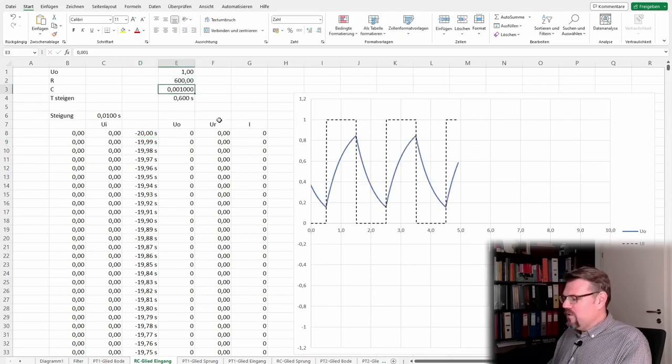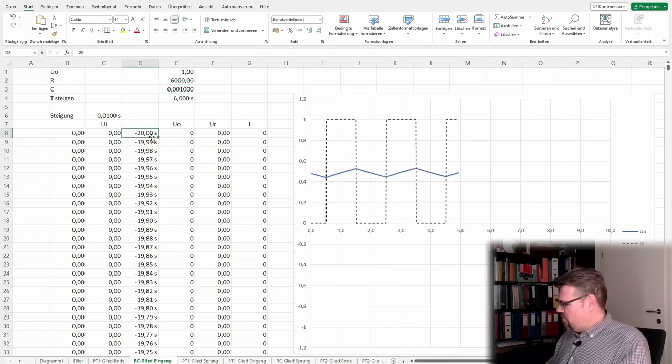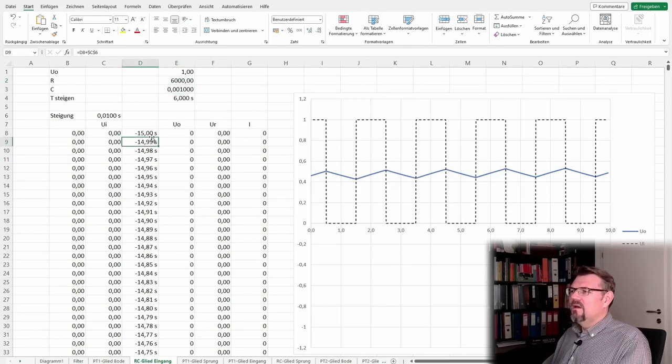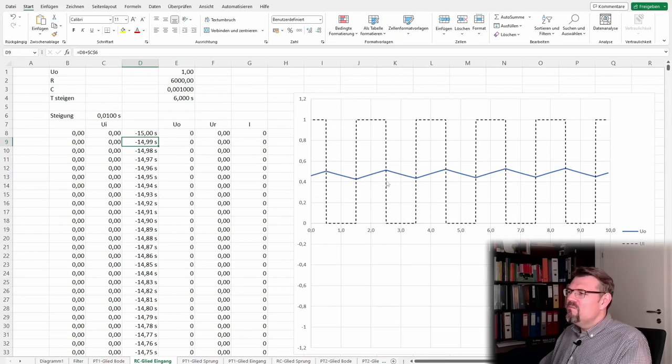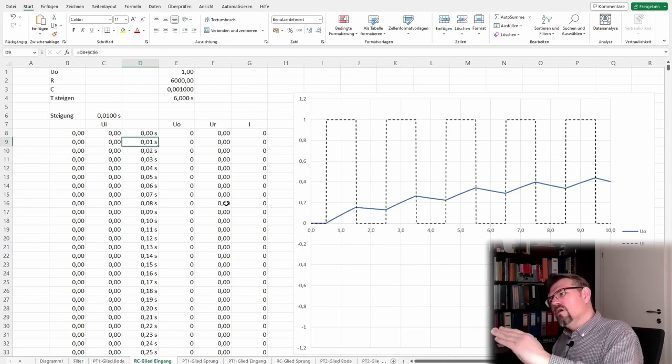Let's see if I'm using, ooh, this is maybe 6,000. Minus 15. Here we would swing only a little bit around the middle value. Maybe it's still rising. And how does this look at the beginning? Like that. Going up, up, up, up.